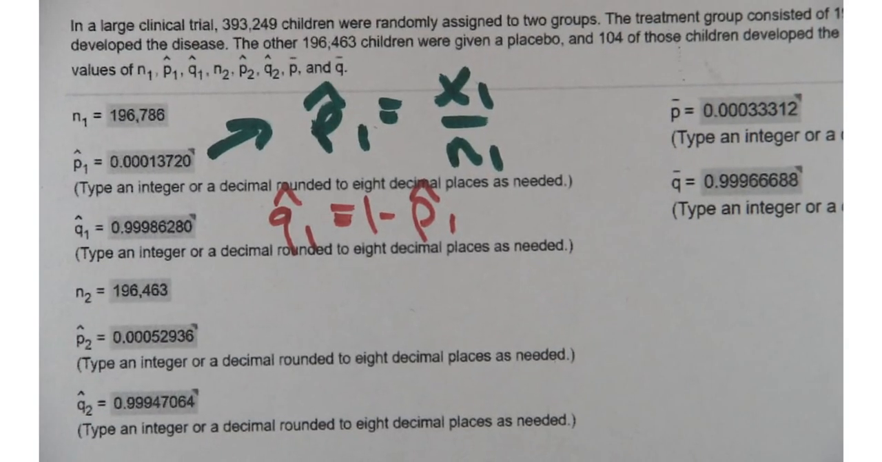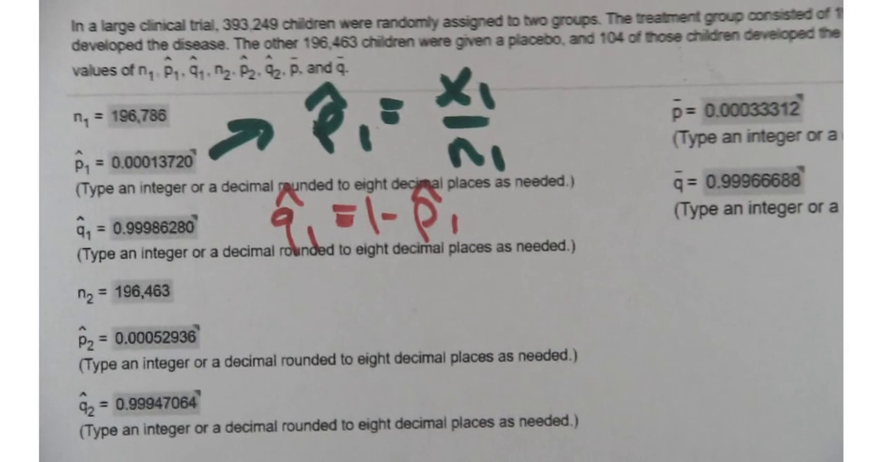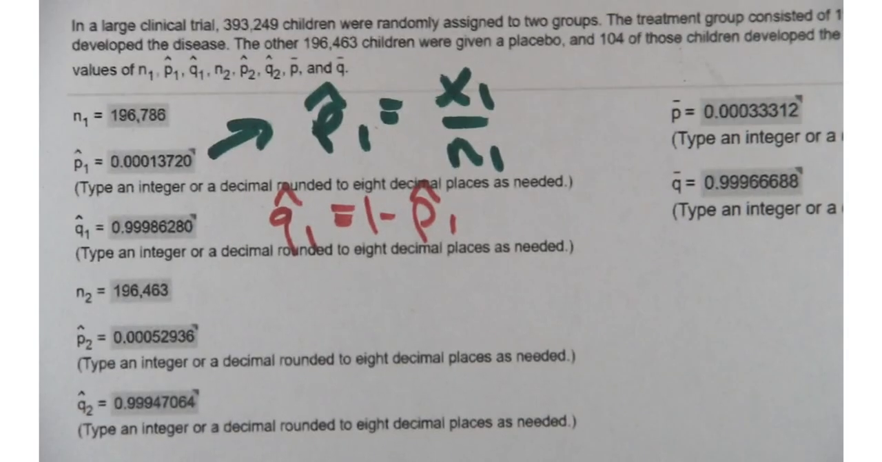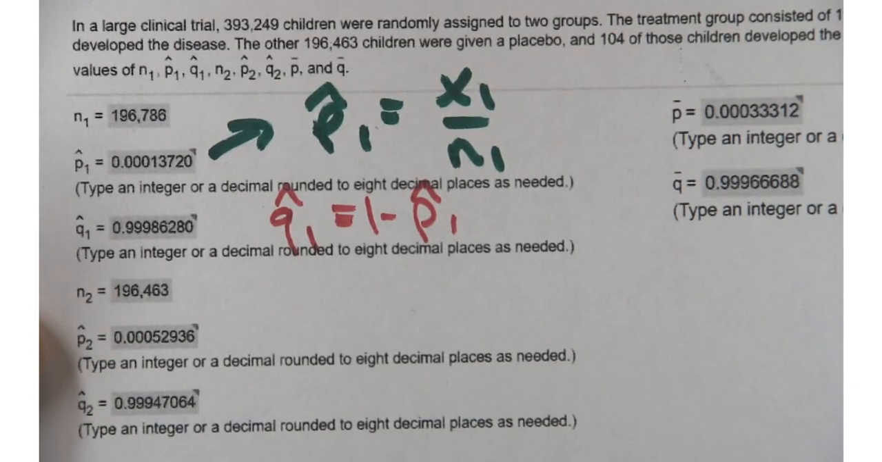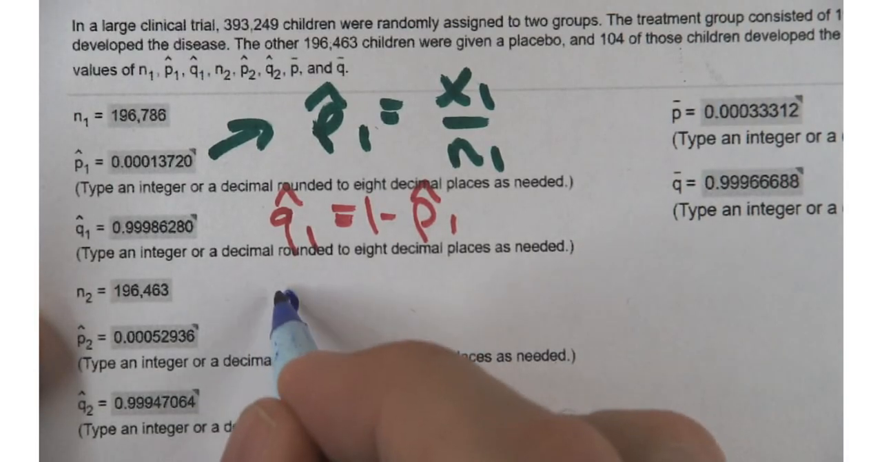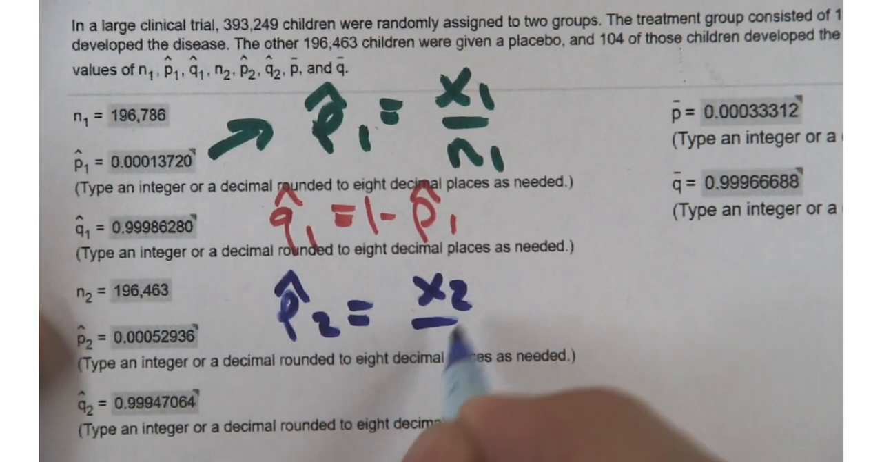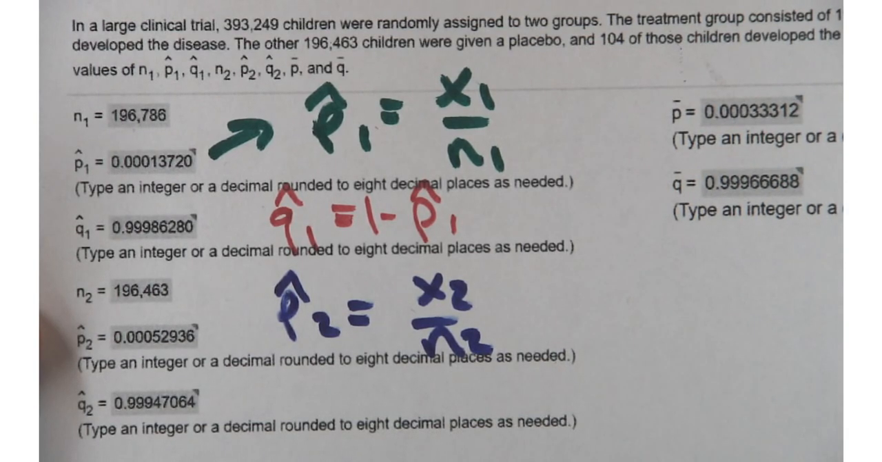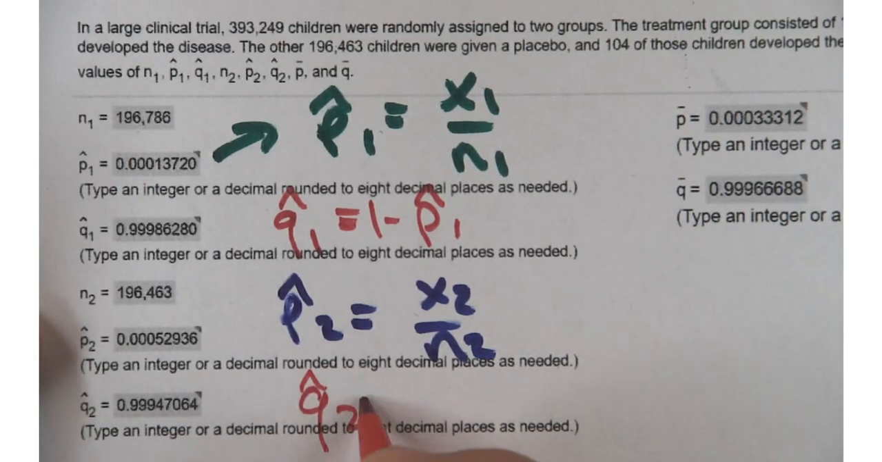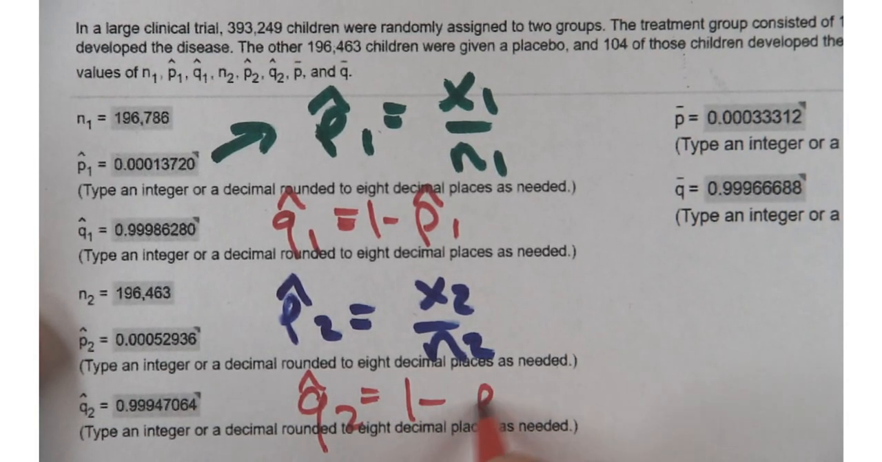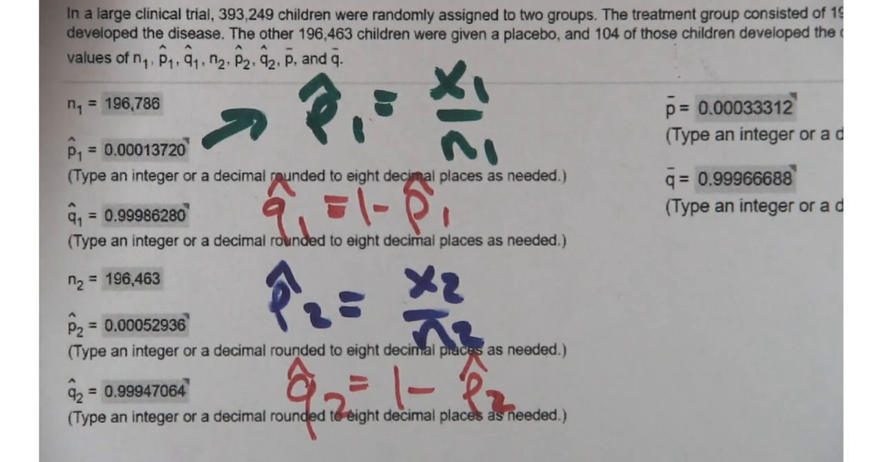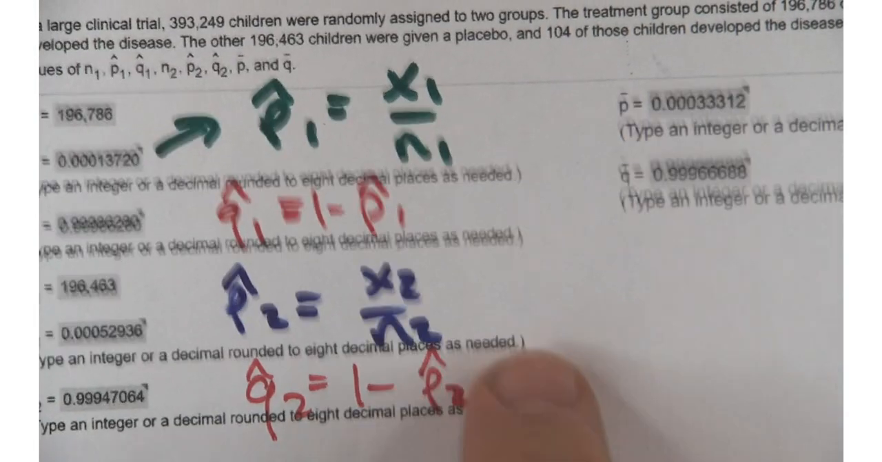Yeah, I know. I didn't come up with the notation, okay? I don't know why, but I always think of the French word for hat, like chapeau, but whatever. All right. P2 hat. Again, not so dramatic. P2 hat is going to be x2 divided by n2. And just like q1 hat, q2 hat, go ahead. 1 minus p2 hat.